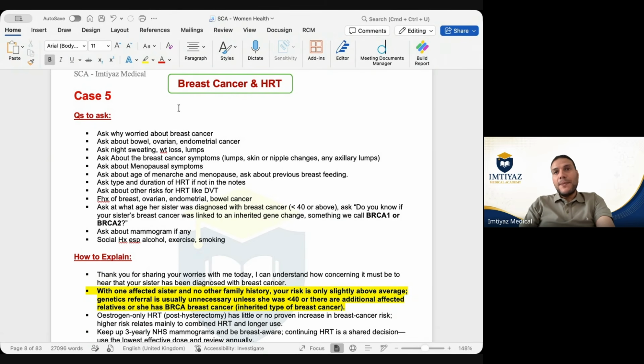You have a lady, she's taking HRT, and she's taking estrogen-only HRT. Why? She had her womb removed before, whatever the reason was. She's 50 plus, let's say 53, 54 years old. Her sister was diagnosed recently with breast cancer. And your patient comes to you: doctor, I'm worried about breast cancer. My sister was just diagnosed with breast cancer. Could you refer me to a breast clinic, please, or a genetic test?